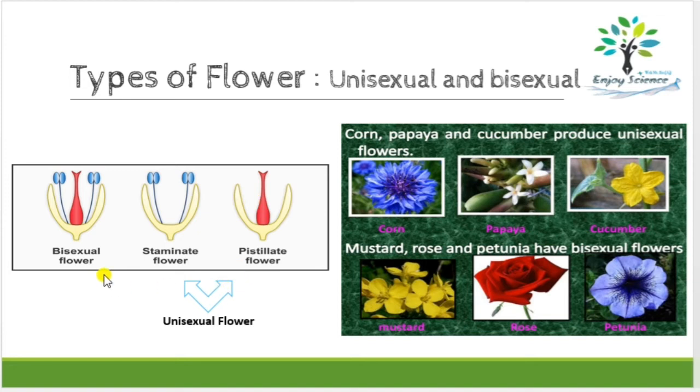So there are two different types of flowers, that is bisexual, where both types of reproductive structures are present, and unisexual, where only one type of reproductive structure is present. Here you can see examples of different plants having unisexual and bisexual flowers. Corn, papaya and cucumber have unisexual flowers, and mustard, rose and petunia have bisexual flowers.